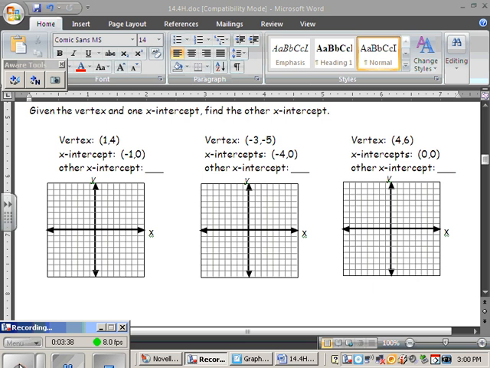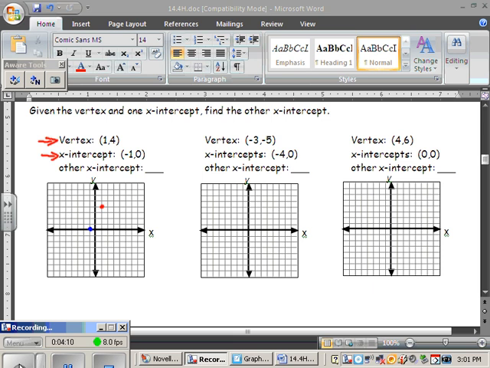In this first graph, we're given a vertex of (1, 4) and one of the x-intercepts. The first thing you need to remember is the vertex cuts the parabola in half. So the left and right side of the parabola are symmetrical. So let's go ahead and graph the vertex, which is at (1, 4). So that's the vertex. Then we'll graph one of the x-intercepts, and we'll do that in blue, and that's at (-1, 0).